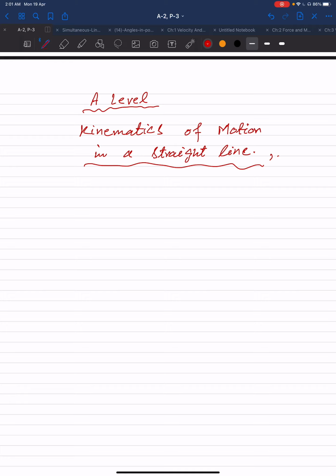So first of all, how to draw the displacement-time graph. Displacement we draw on the vertical axis, in meters, and on the horizontal axis we draw the time in seconds.